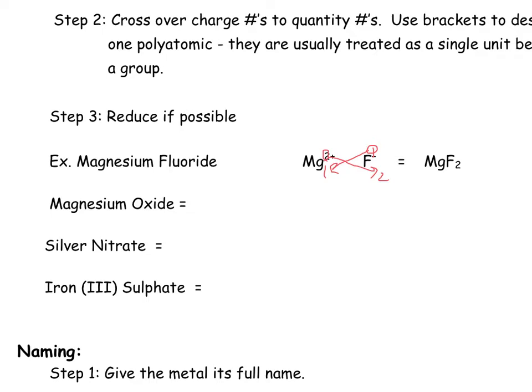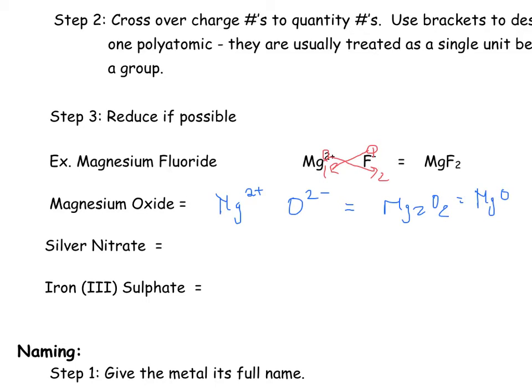For magnesium oxide, magnesium has a 2 plus and oxide has a 2 minus. When I crisscross these numbers, I'm going to get Mg2O2, but then I can simplify that into MgO.